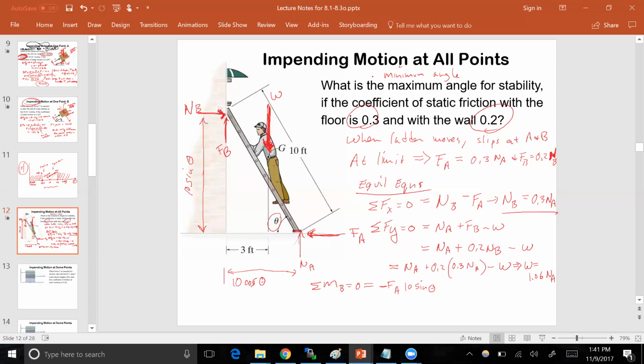And there's another force giving us a moment. Do you see another moment? Yeah, NA times 10 cosine theta, positive or negative. And what else? Anything else giving us a moment about B? Or W, right? W times, and they're telling us the moment arm is 3. W times 3.